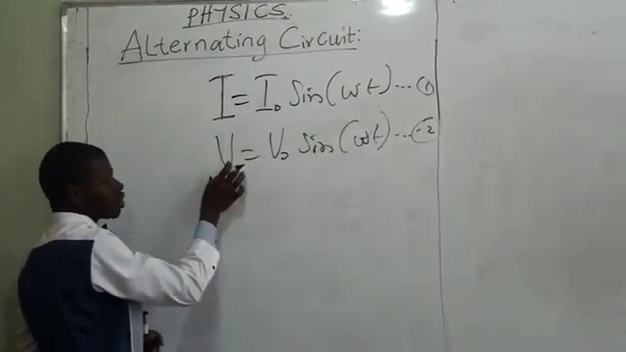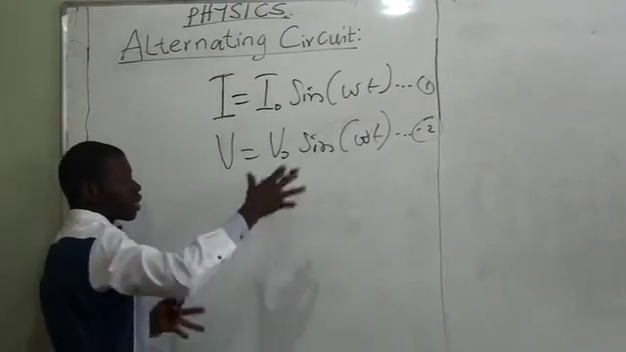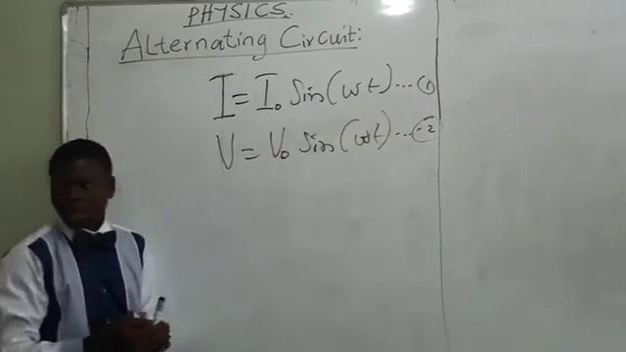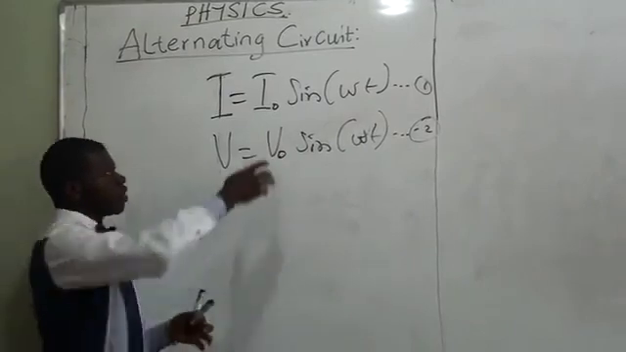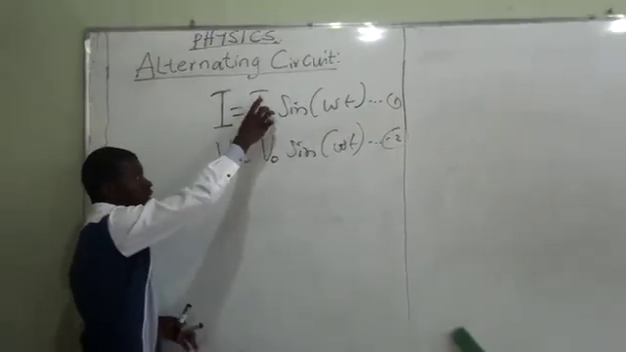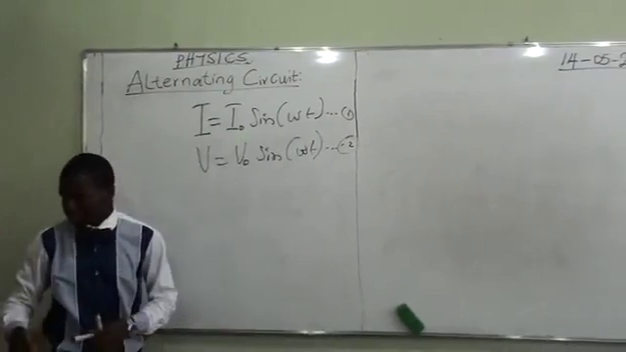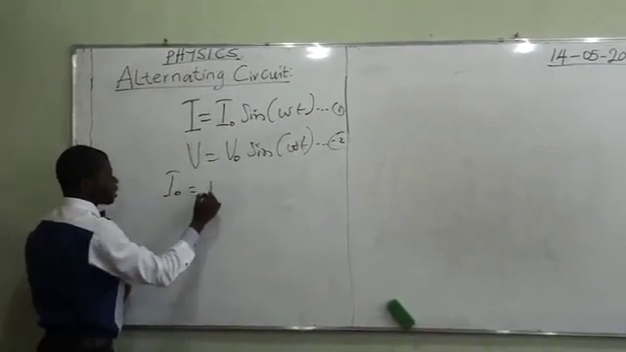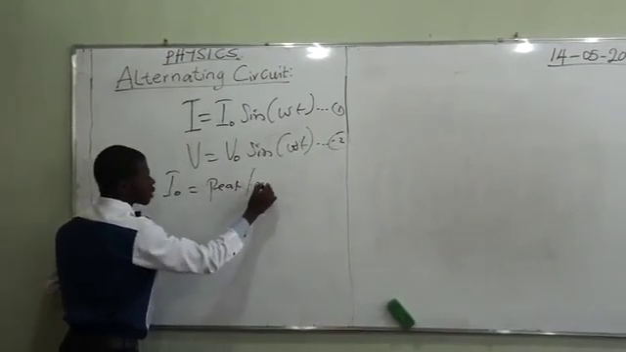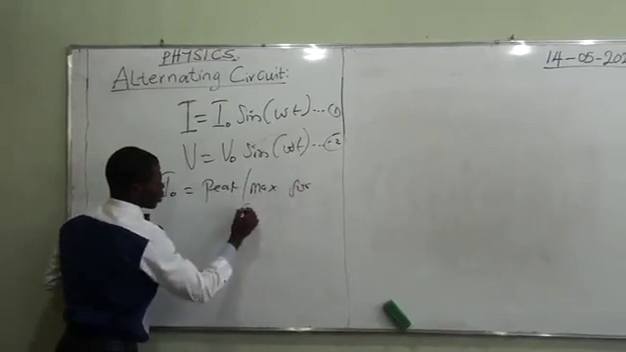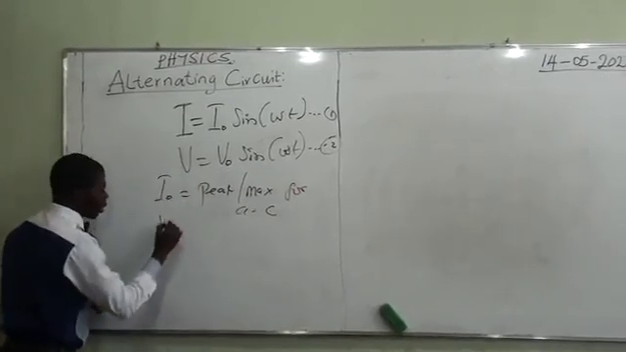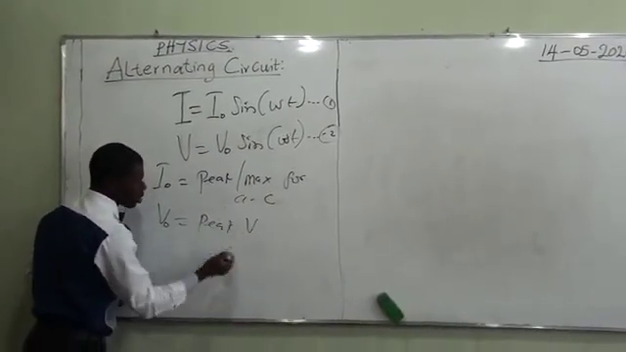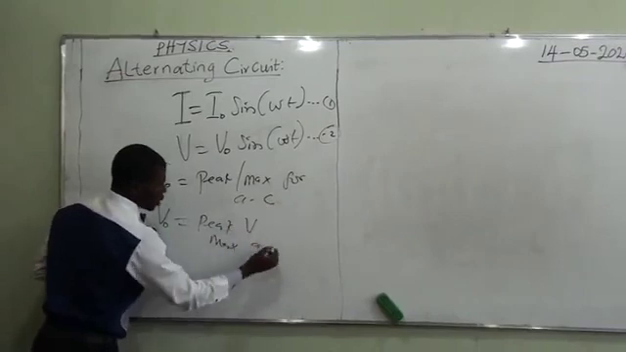Here you have the voltage. This is the instantaneous voltage, the voltage at any particular point in time. This is the peak value of the voltage, and then the other things are the same. Very soon, we shall look at the definition of the peak alternating current, and then that of the voltage. So, this value here, I subscript 0, represents the peak value, or you call it the maximum value for the alternating current. Likewise, the other one, V sub 0, is the peak voltage. Peak voltage, yes, you can also call it maximum voltage in an AC circuit.